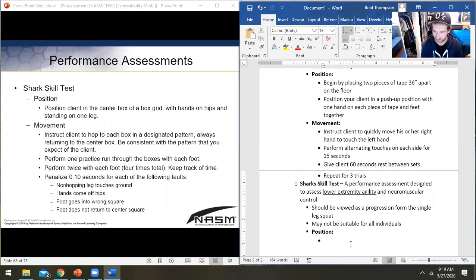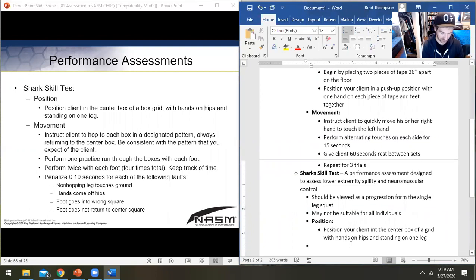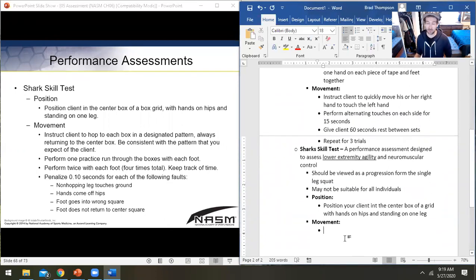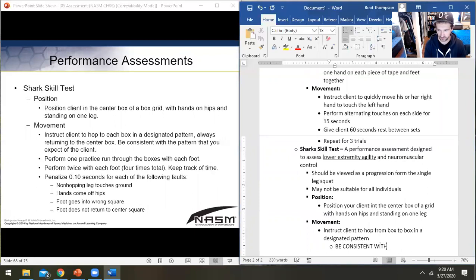Position your client. This is always so hard to write these notes. Position your client in the center box of a grid with hands on hips and standing on one leg. And then the movement, instruct them to hop in a designated pattern. Keep that pattern in mind, from box to box in a designated pattern. Be consistent with the pattern.